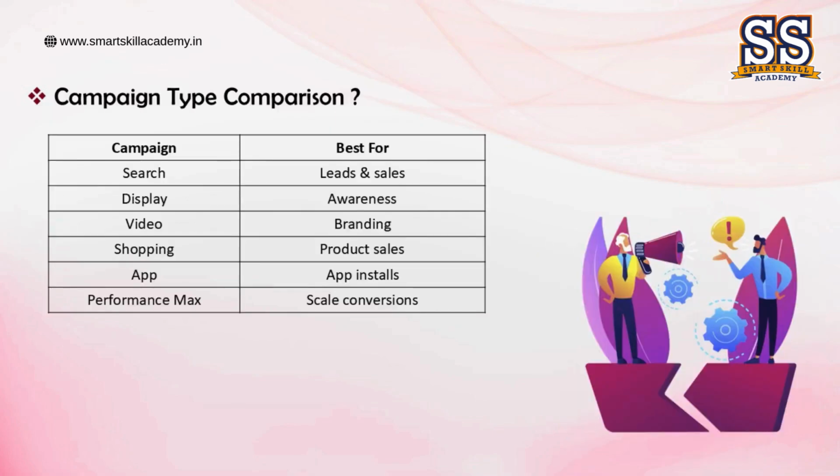When selecting the right Google Ads campaign for your digital marketing strategy, it is essential to align your choice with your specific business goals. As we look at this comparison chart, we see that search campaigns remain the gold standard for driving high-intent leads and sales because they reach users exactly when they are looking for a solution. If your primary goal is to increase visibility and stay top of mind, display campaigns are your best bet for building broad awareness across the web, while video campaigns on platforms like YouTube excel at emotional storytelling and long-term branding.